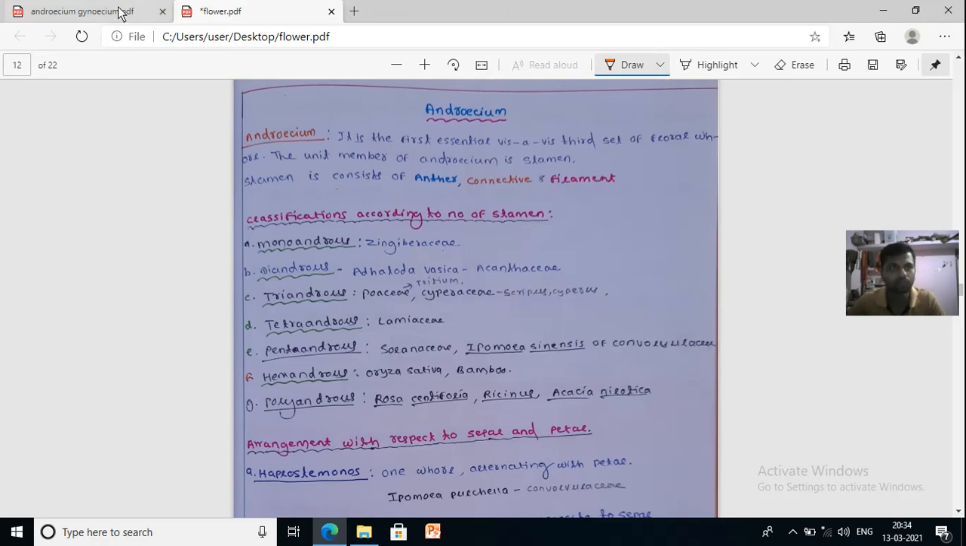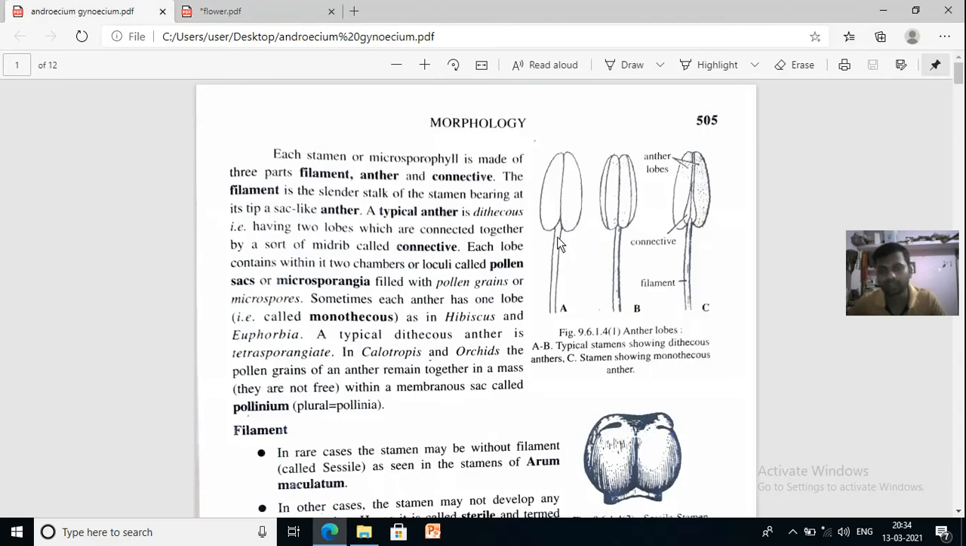So now come to the structure here. Look at this stamen. The stamen consists of three parts. This is the filament, connective and the anther. Anther may be unilobed or bilobed. And this middle part is known as the connective.